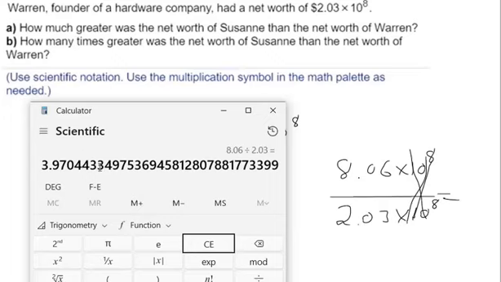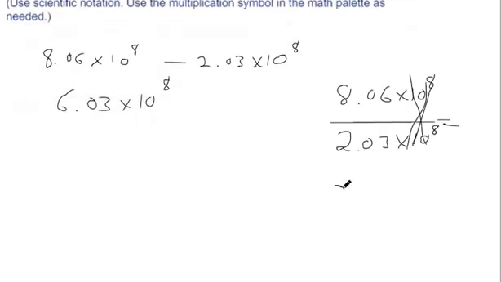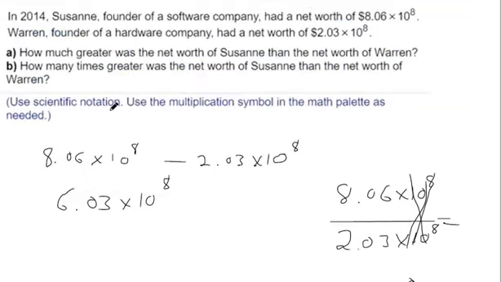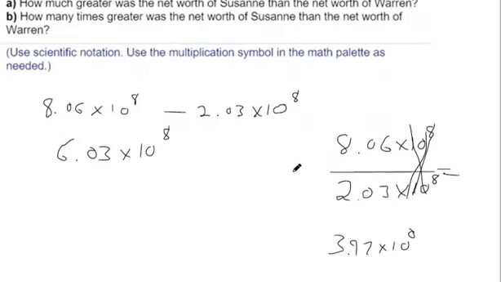Okay, so 3.97. If they want that in scientific notation, that's 3.97 times 10 to the 0. But I think they just want some sort of decimal answer. In my math lab, just be careful about what they're asking you to round it to.